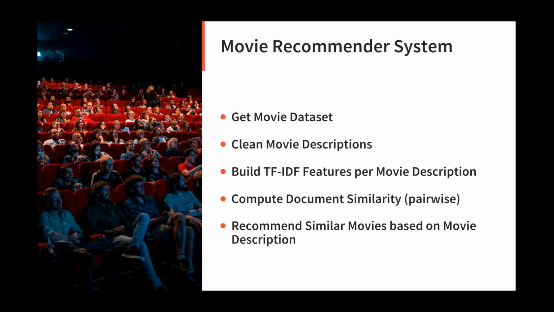So for the movie recommender system, this is the workflow, pretty much in line with a standard workflow. You get the data, you clean the movie descriptions, you build TF-IDF features based on the bag of words model, you compute the document similarity based features, right? Like how similar one movie description is to another. And then given some movie, you recommend similar movies based on the movie description.